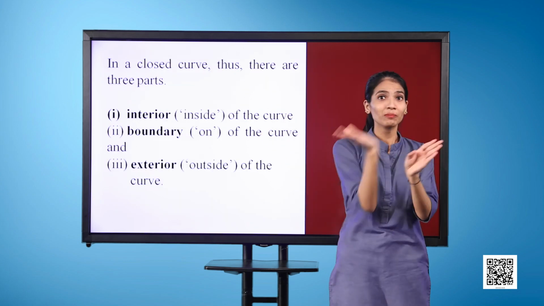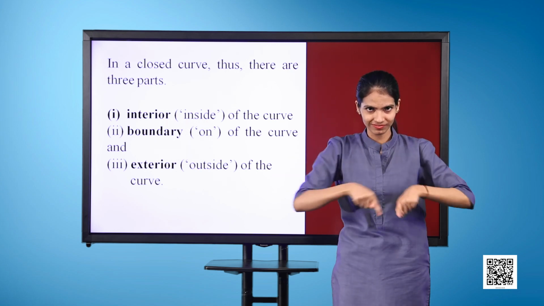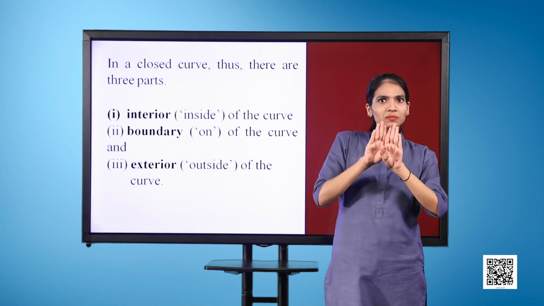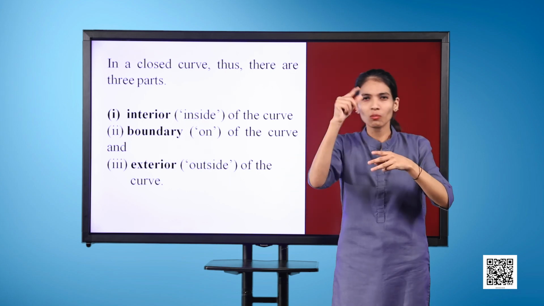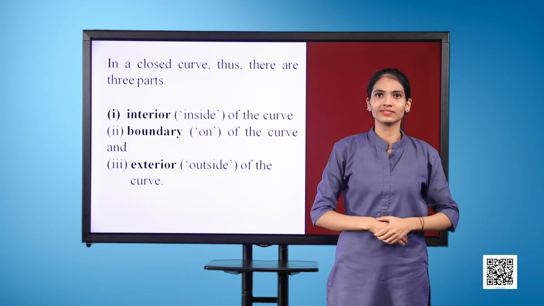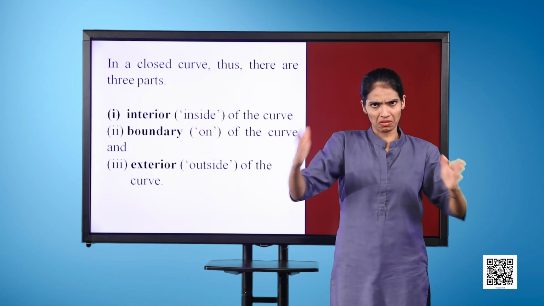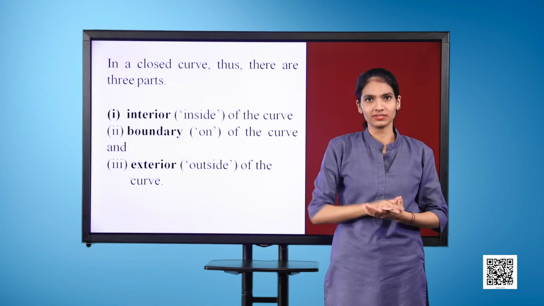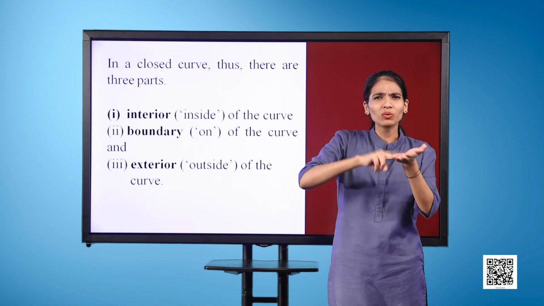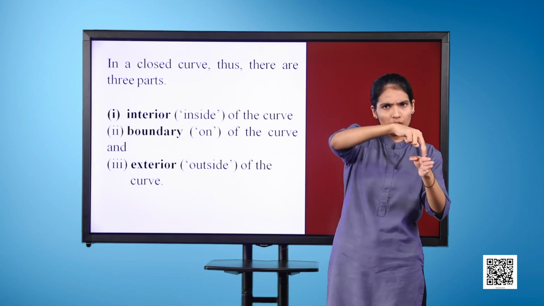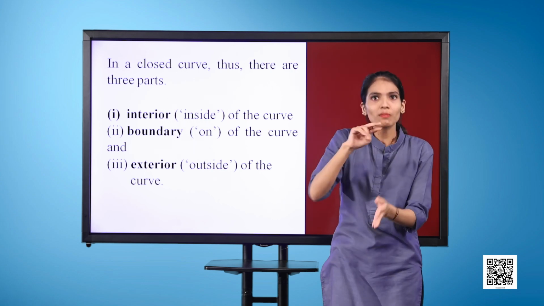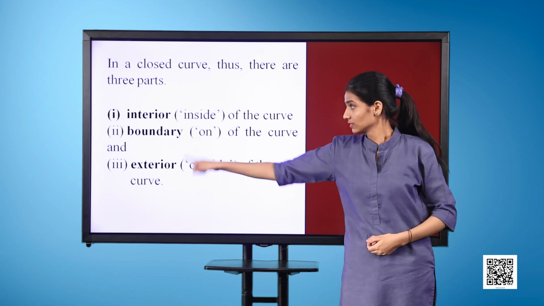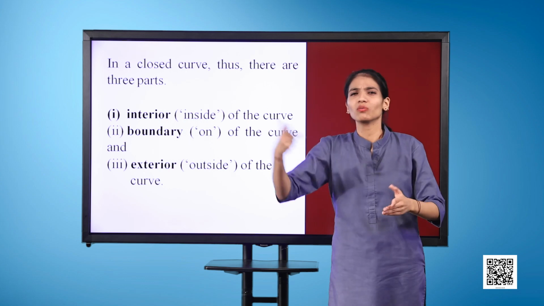In a closed curve, thus, there are 3 parts. 1. Interior, that is, inside of the curve. 2. Boundary, that is, on of the curve, and 3. Exterior, that is, outside of the curve.